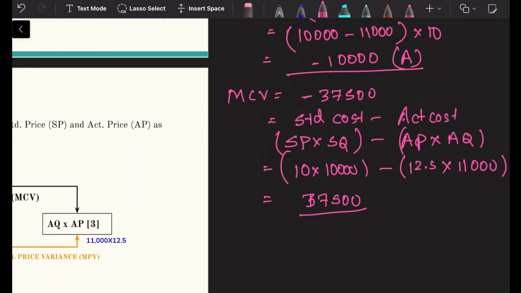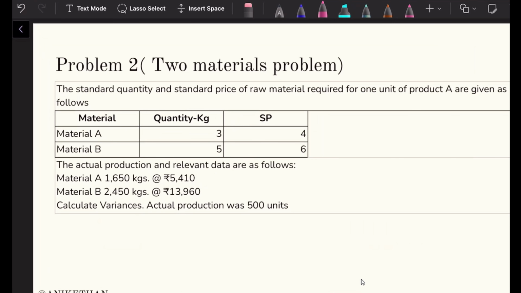So this was a simple problem to understand what are the causes for the variance, whether it is usage, meaning quantity, or whether it is price. Now that was one material problem. Let's say you have two types of material as input. How to solve that kind of problem? Let's pause for a moment and understand what the problem is.